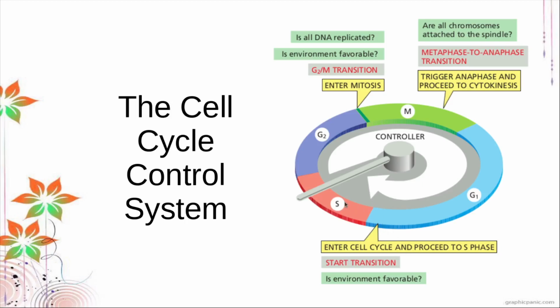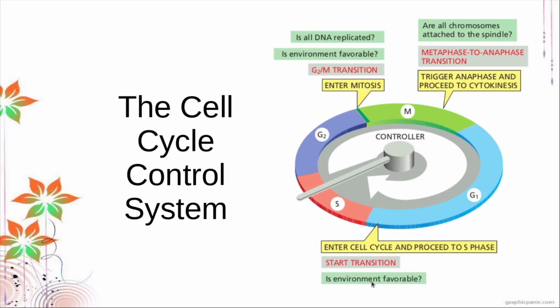So before going through with the S phase, there is a check here. Before it enters the S phase, the cell must check if the environment is favorable. First of all, do we have space? We have enough nutrients and materials here. Those are the environmental controls. So the first look is at environmental controls.